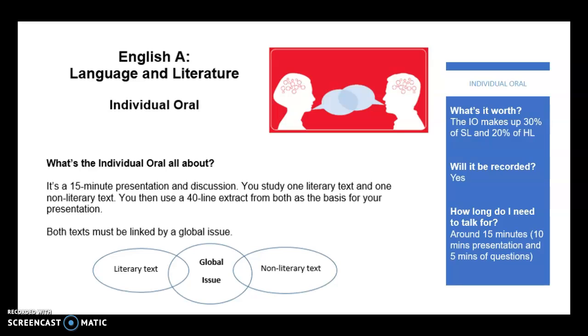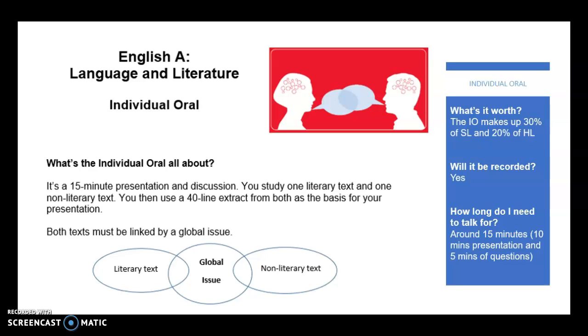So let's have a look, firstly, at the overview of what the oral is. It's a 15-minute presentation and discussion: 10 minutes of you talking, 5 minutes of questions and answers with your teacher. The oral is recorded, it doesn't have to be videoed, and it's worth exactly 30% for SL students and 20% for HL students. The good news is you can prepare for this in detail beforehand. You know what you're going to be talking about before the oral, which is different from the earlier oral exams for Language A.